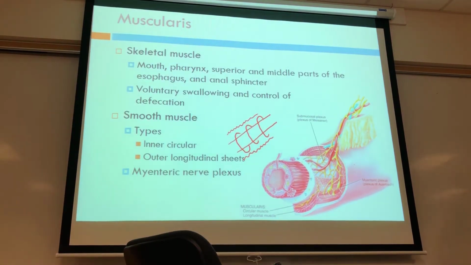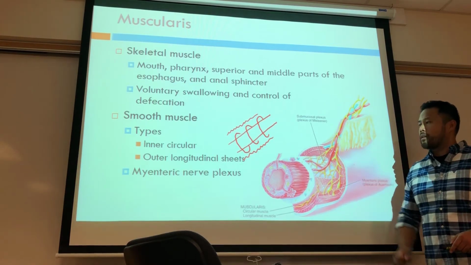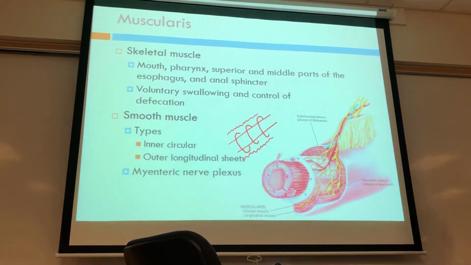The myenteric nerve plexus basically just allows innervation of the mucosal layer for the production of our chemical enzymes and so forth. So myenteric nerve plexus are things that you're going to be able to see in the stomach that allow the mucosal layer to do what it's supposed to do.